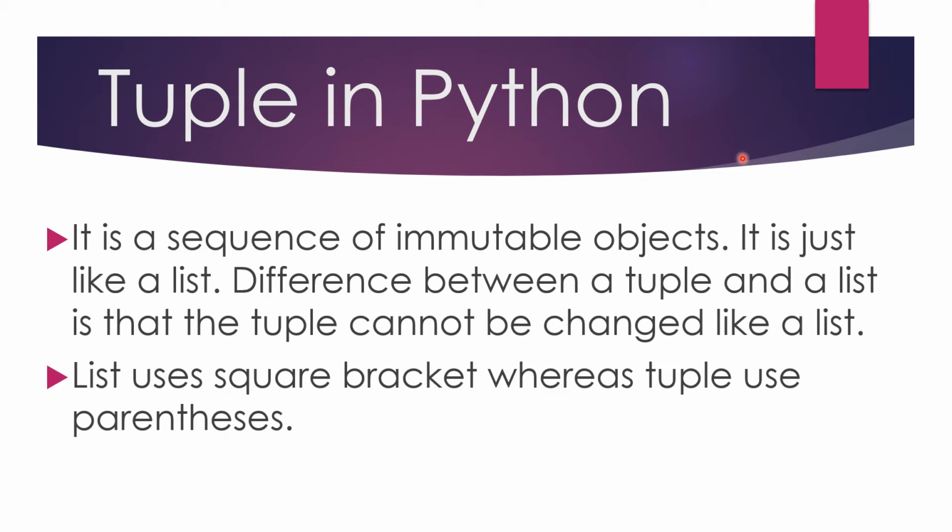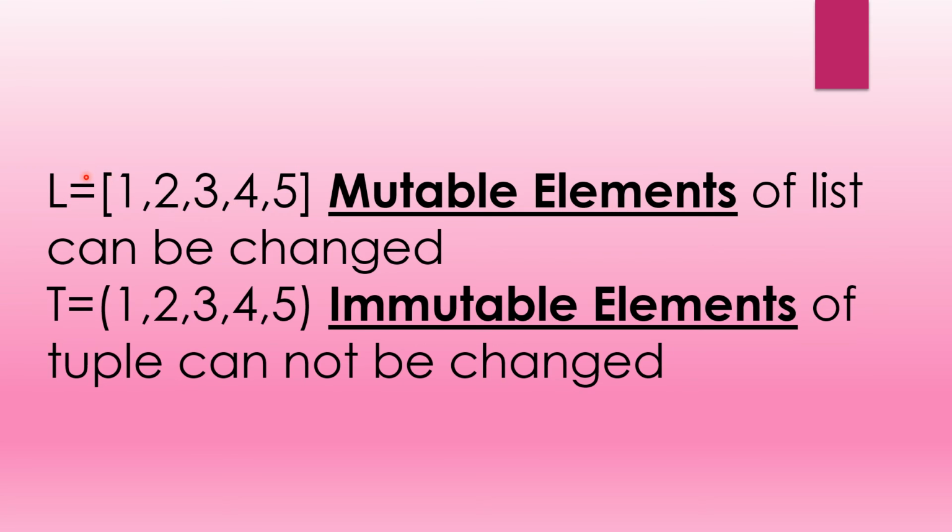Now let's see tuples in Python. What is a tuple? It is a sequence of immutable objects that cannot be changed. It is just like a list. The difference between a tuple and a list is that a tuple cannot be changed like a list. A list can be changed, but a tuple cannot. A list uses square brackets, whereas a tuple uses parentheses. So a list is mutable, its elements can be changed, and in a tuple the elements cannot be changed.